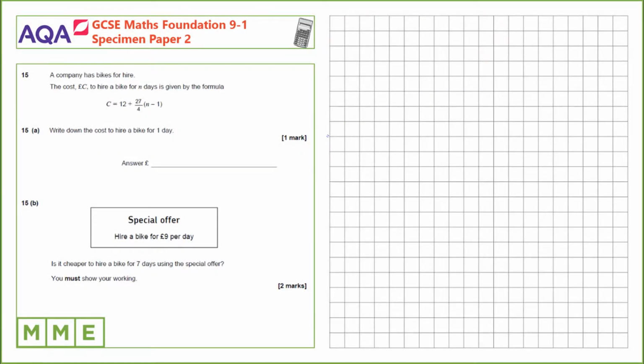Question 15. A company has bikes for hire. The cost in pounds to hire a bike for n days is given by the formula. Write down the cost to hire a bike for 1 day. If we're hiring a bike for 1 day, the formula reduces to 12 plus 27 over 4 times 1 minus 1. 1 minus 1 is 0, so this whole thing cancels out, and we simply have C equals 12, so £12.